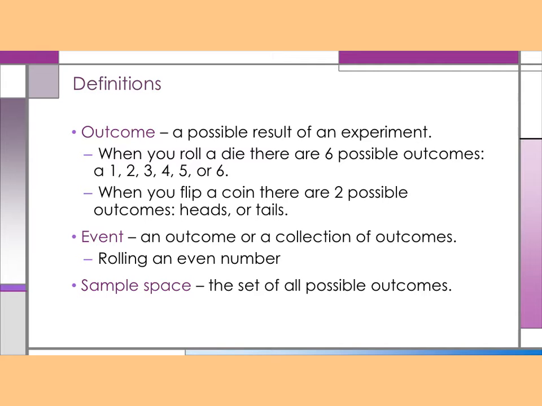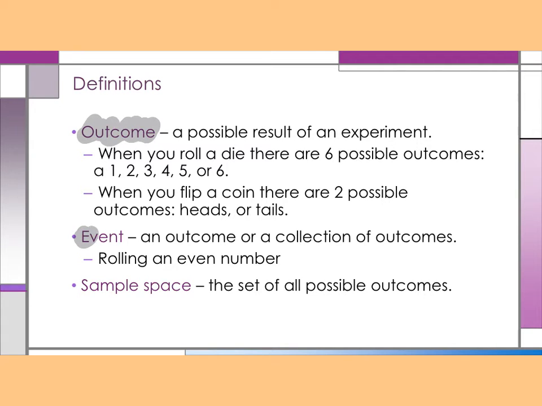Okay, so the definition starts with a couple of vocab terms. The first thing is called an outcome. An outcome is a possible result of an experiment. For example, when you roll a die, which is a single dice, the outcomes are rolling a 1, a 2, a 3, a 4, a 5, or a 6. Okay, those are the outcomes. When you flip a coin, the outcome is either heads or tails.